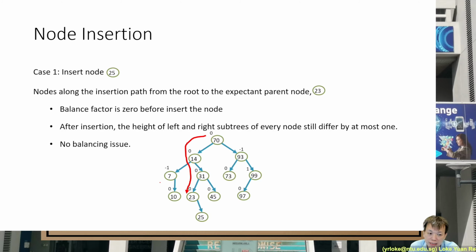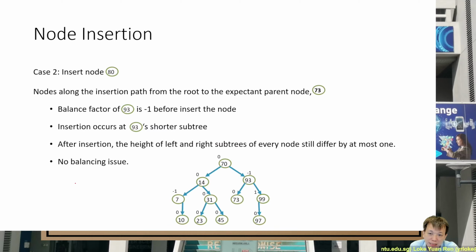So there's no balancing issue after you insert 25. Expected, because as I said, these all are balanced nodes. So well balanced, perfect one, 0, 0, 0. All the balance factors are 0. You adding an additional node will affect the balance factor, but the difference is still at most 1. It's not possible to be more than that. You just add 1 node only.